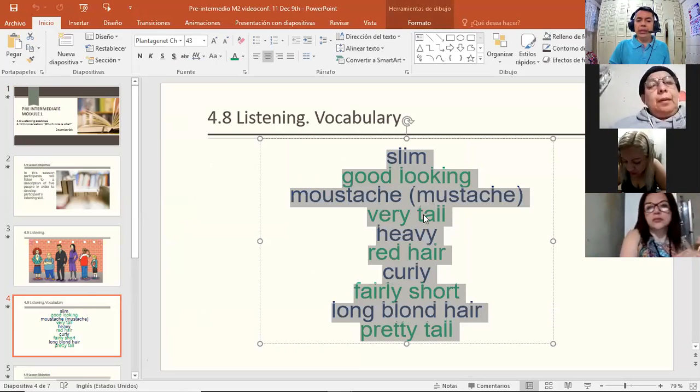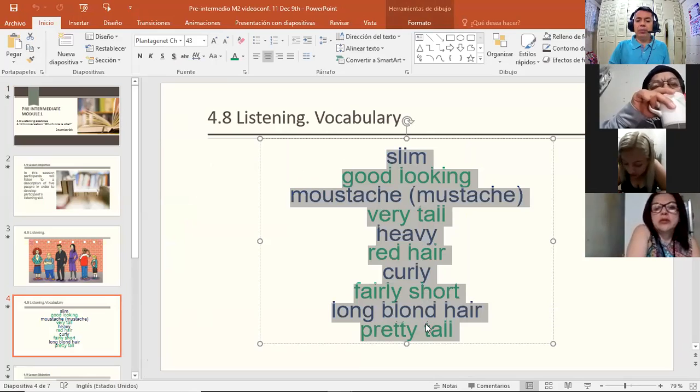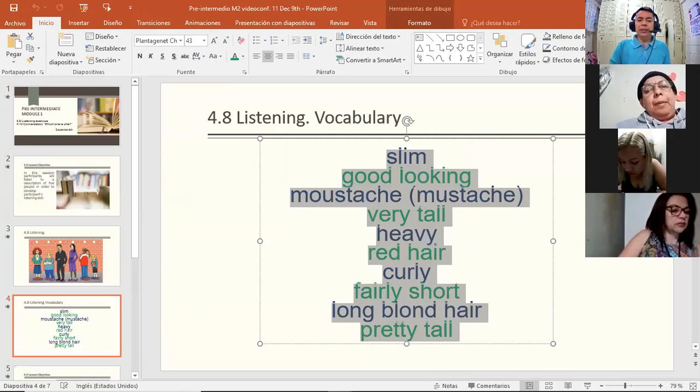Slim, good looking, mustache, very tall, heavy, red hair, curly, fairly short, long hair, pretty tall. So those are the descriptions for the people there in the conversation, for Alice, for Tom. So that's it, right? The only thing you have to do is to copy this in the appropriate place, right?